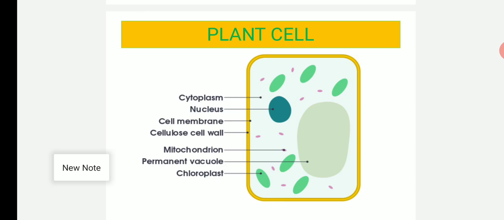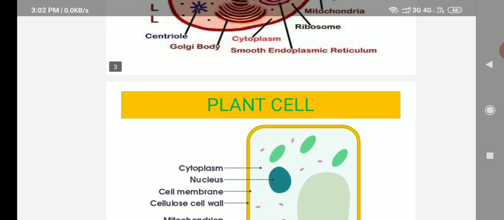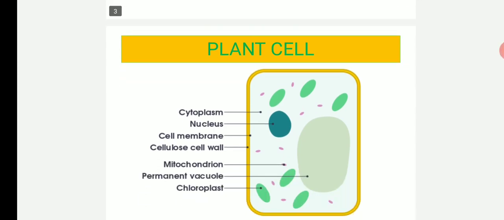So, this is an overview of the cell structure. In the other videos, we will study these organelles in more detail.